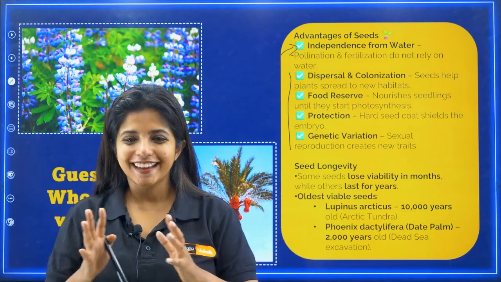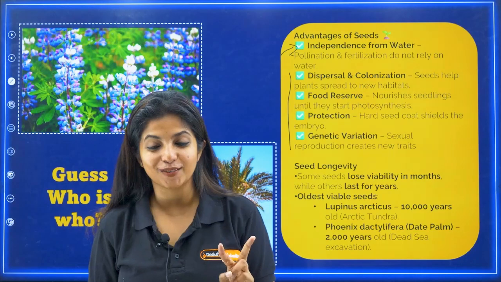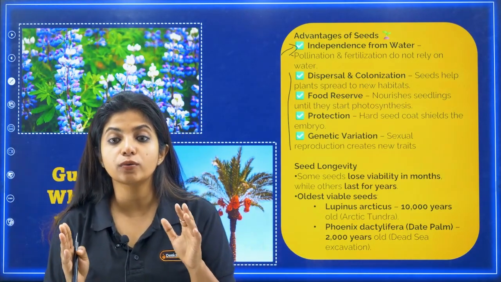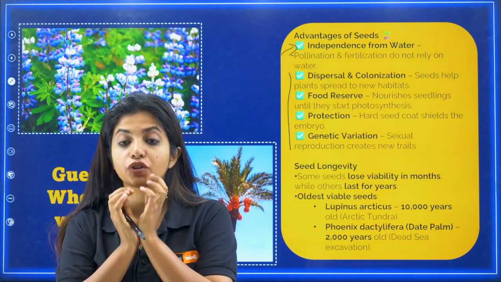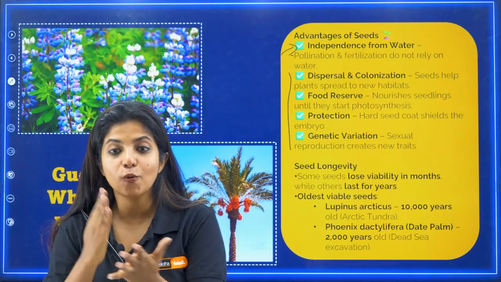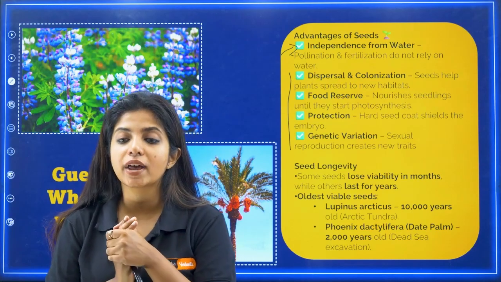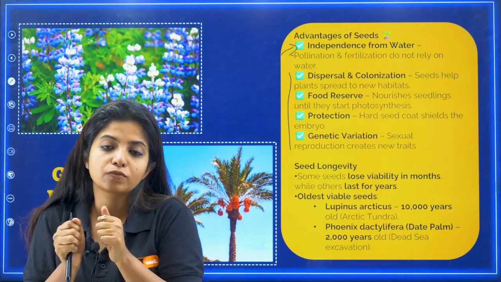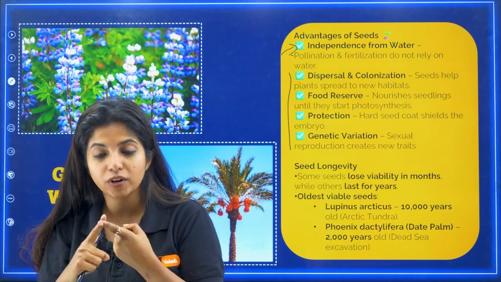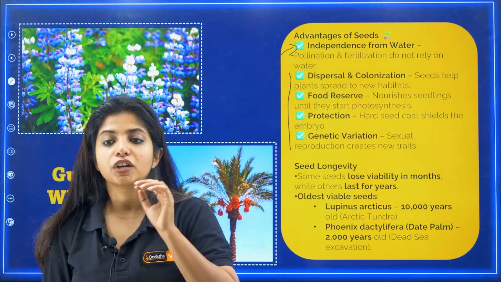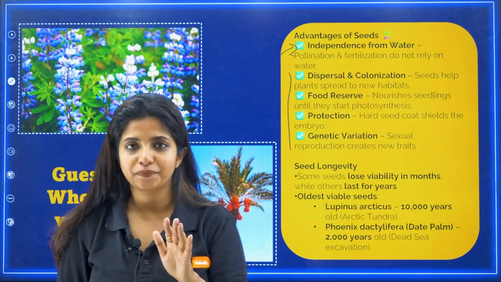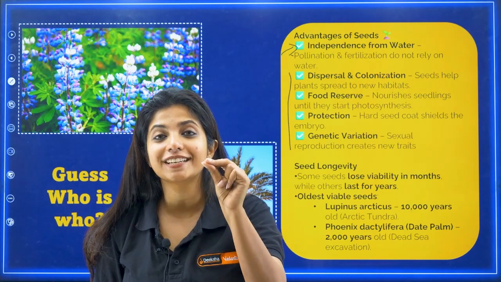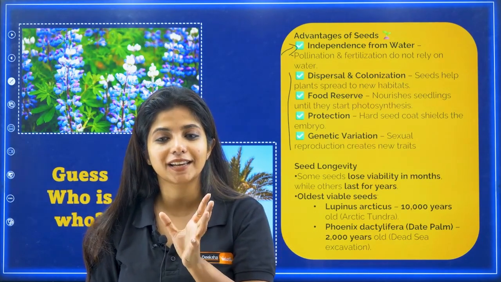Basically there are 2 plants that have beaten viability. After 10,000 years also, they were still viable, still able to give rise to a whole new plant. What is that plant, my dear children? It is known as Lupinus arcticus. And where did you find it? In the Arctic tundra, where there is too much cold. So that is the story about Lupinus arcticus. And apart from that, you have Phoenix dactylifera. It was viable for 2000 years. Phoenix dactylifera is nothing but date palm.